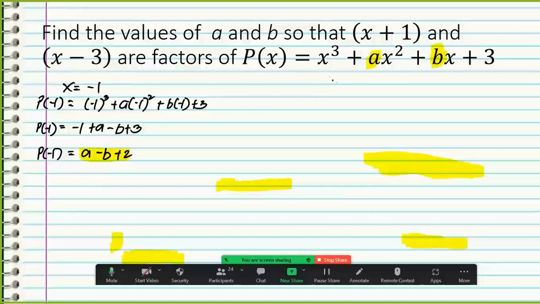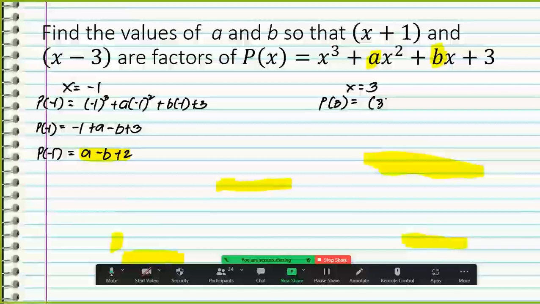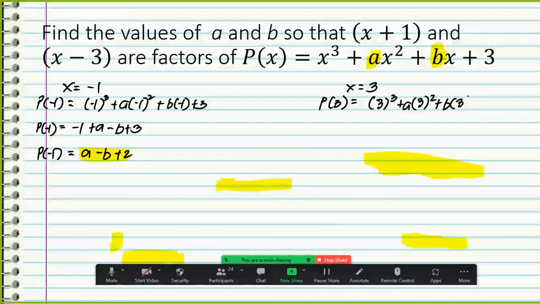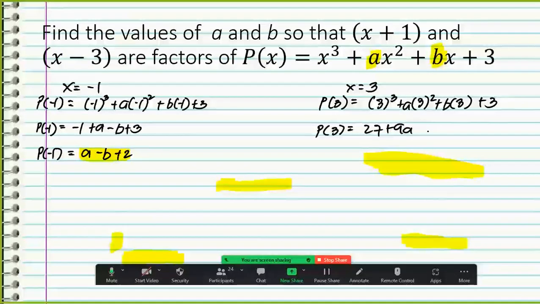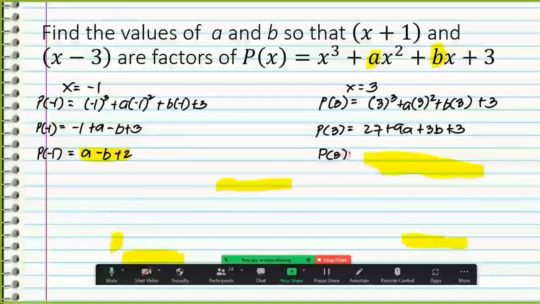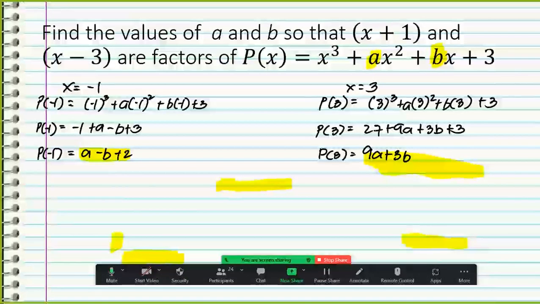So, let's solve for x minus 3. So we have x equals 3. So p of 3 equals 3 raised to the third power plus a times 3 raised to the second power plus b times 3 plus 3. So we have p of 3 equals 27 added by 9a, then plus 3b, plus 3. So p of 3 equals 27 plus 3, so that's 30, then 9a plus 3b.